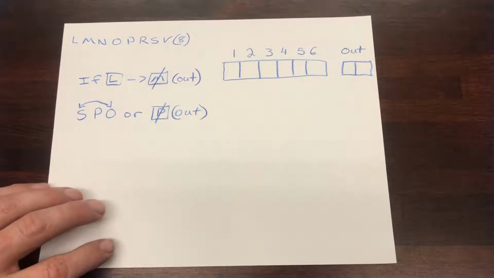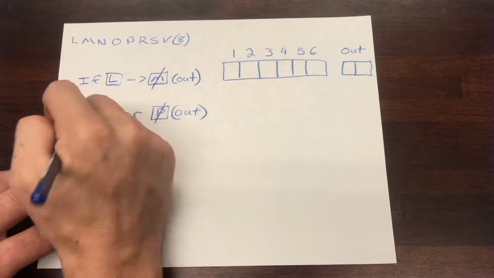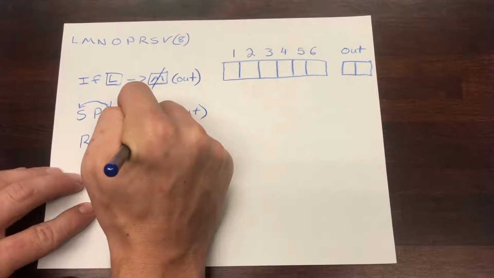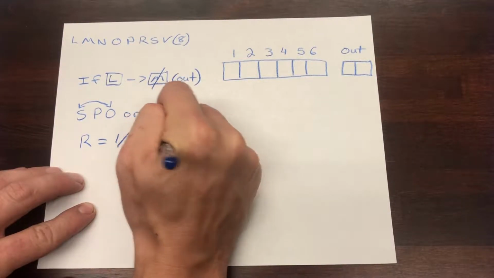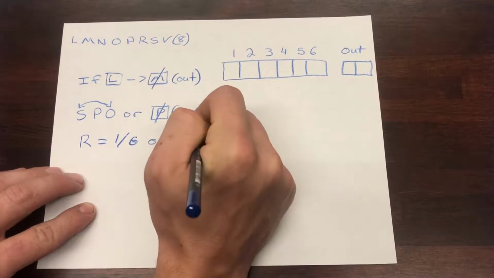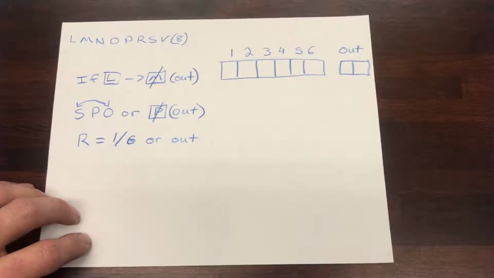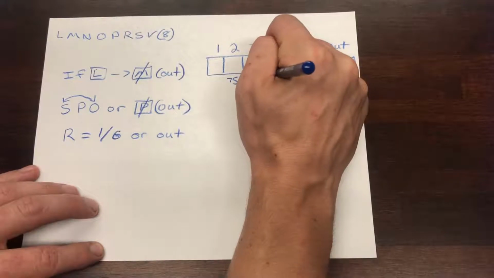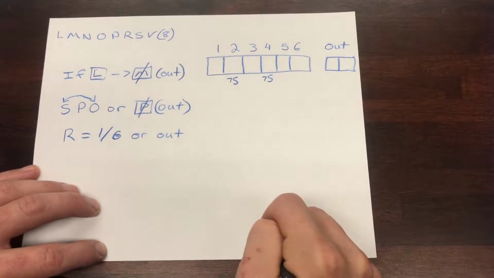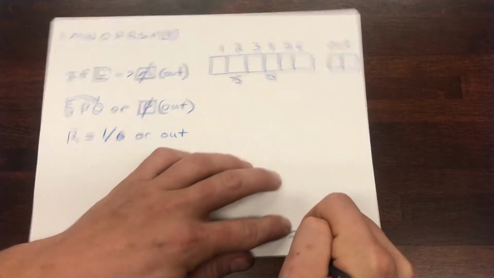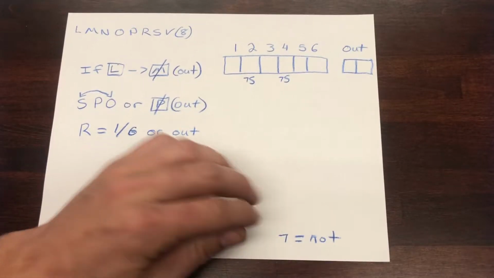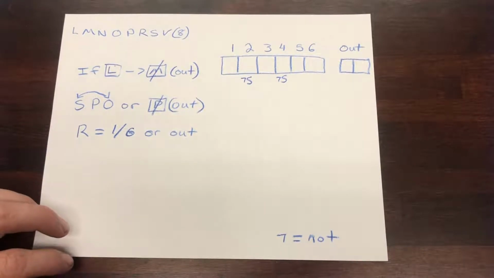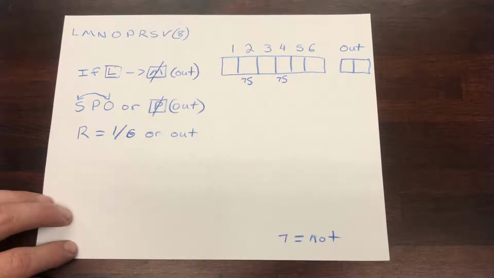R's bowl can be displayed only in 1 or 6. R equals 1 or 6, or out. S's bowl cannot be displayed in 2 or 4. So I'm going to say not S, not S. Just for your notes, this equals not. I don't use the line here because it gets really confusing, and the easier it is to read, the better.